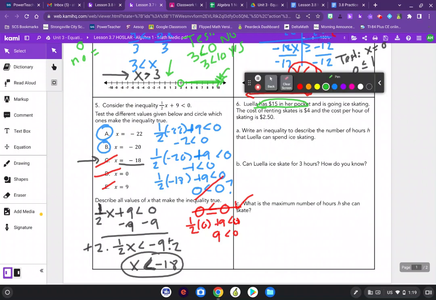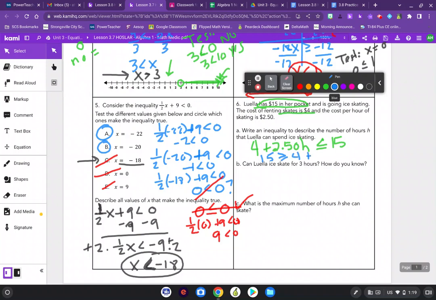All right, restart. I have $15 in my pocket. That's the most I can spend. All right, renting skates is $4 plus $2.50 per hour to skate. And that amount of money could be less than 15. I can spend less than 15, or I could spend equal to 15. Some friends in class said, well, 15 is the most I can spend.